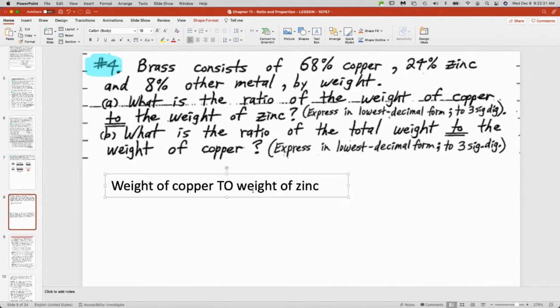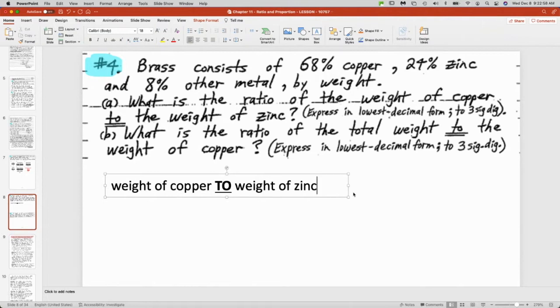The reason I've capitalized the word "to" is because "to" is a key word. Whenever you see the word "to" or "is to", then you know that we're talking about some type of a ratio. In this case, we don't actually know how much copper we have in terms of an absolute quantity. I'm not saying it's 68 grams of copper and 24 grams of zinc. What I'm saying is that this recipe is always in the proportion of 68 to 24 to 8.